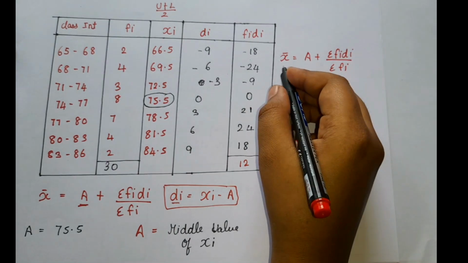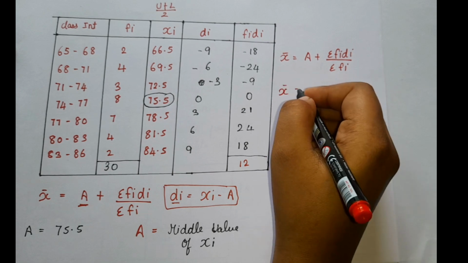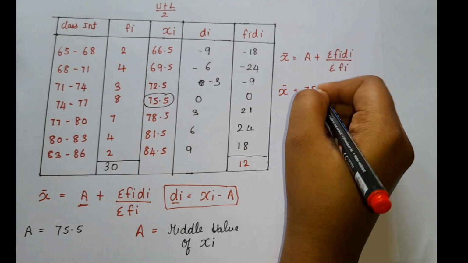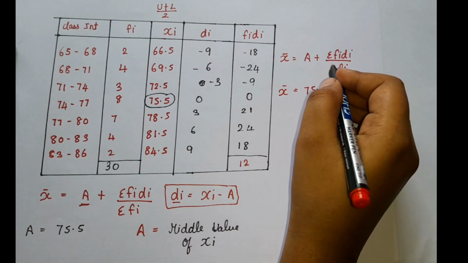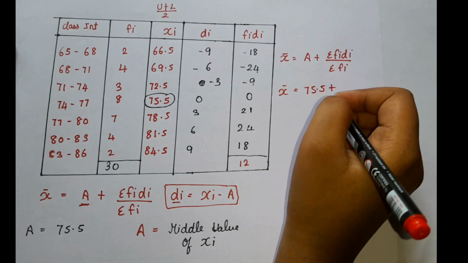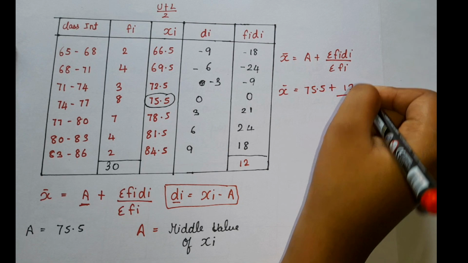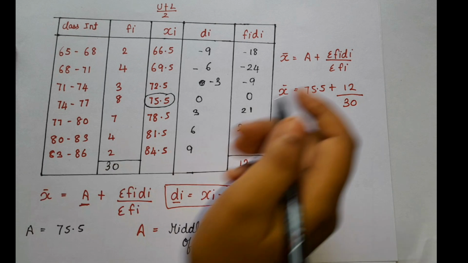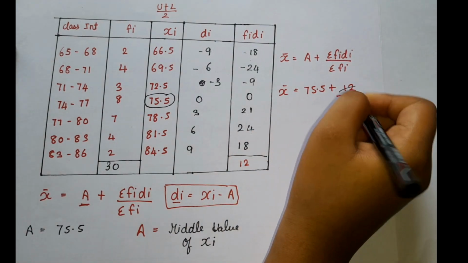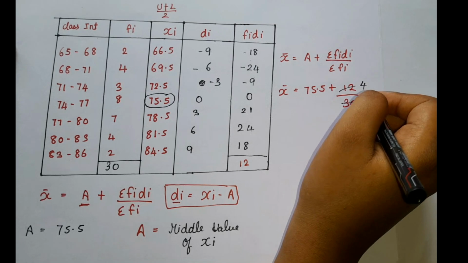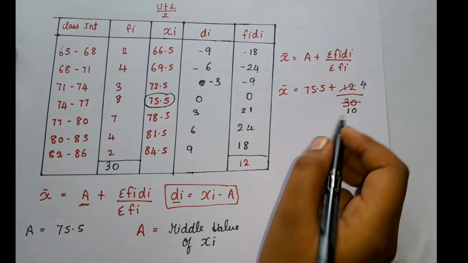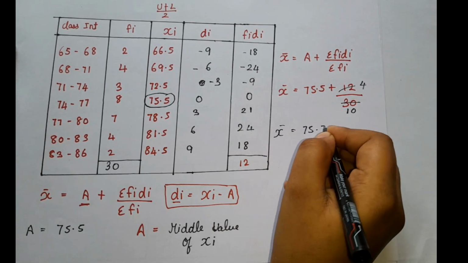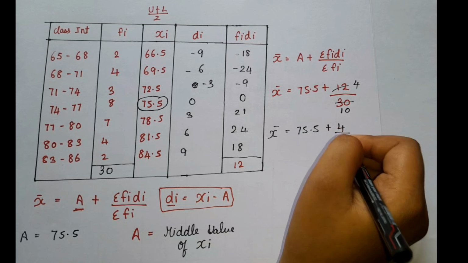Here, instead of x we can write it as it is, and the A value is 75.5, so 75.5 plus sigma FIDI, it is 12, isn't it? So 12 divided by sigma Fi value, which is 30. Now we can actually cancel them, and then 4, and no need, we can leave it like this. So x bar is equal to 75.5 plus 4 by 10, isn't it?